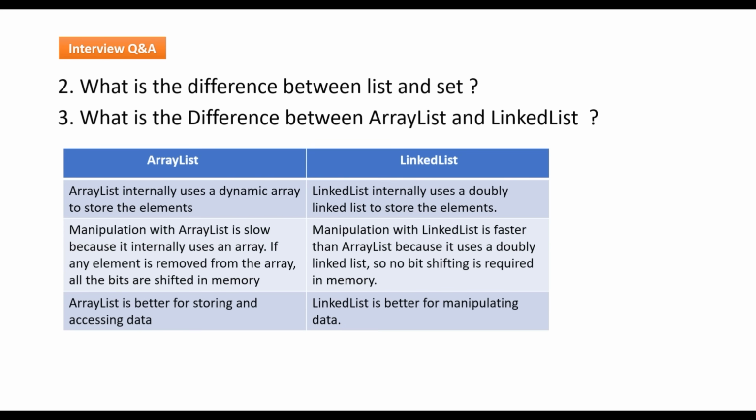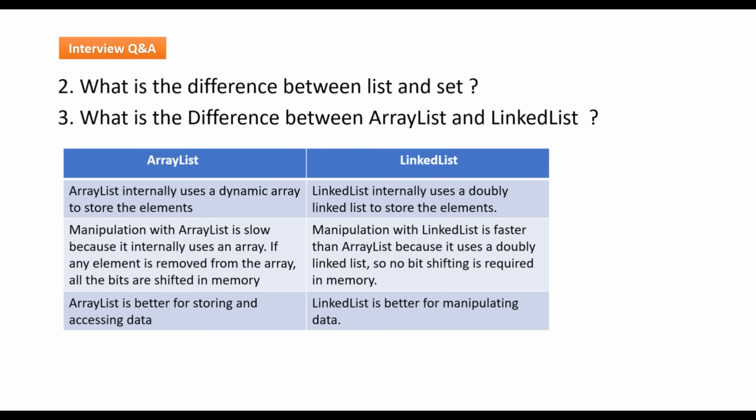If I remove the third, then there will be two more elements, 4 and 5. This 4 and 5 need to shift to my previous index where earlier the third was there, right? So this kind of memory shifting is there in array list, where it's not there in linked list. Manipulation with linked list is faster than array list because it uses a doubly linked list, so no bit shifting is required in memory, because a doubly linked list already maintains the node reference of the previous and next node.